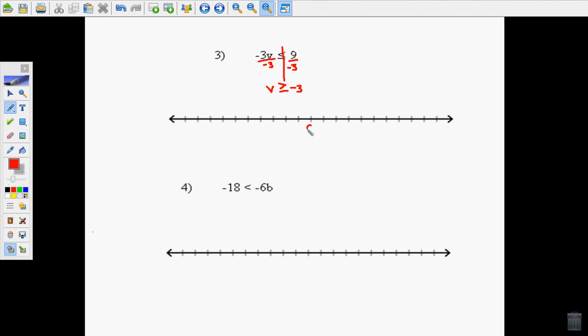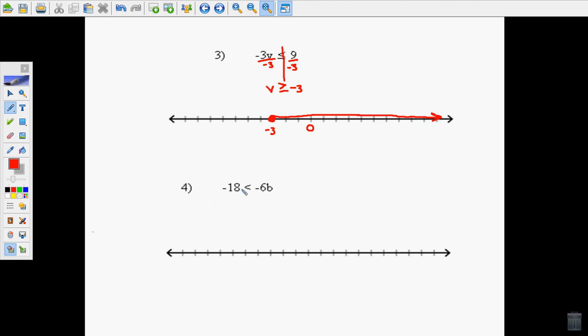So on our number line, here's 0. We want to find where negative 3 is at. Right there. We're going to have a solid circle at negative 3, and then we want greater than or equal to negative 3. And just to be sure, let's pick a number to make sure that it actually does work. So let's pick a number like 0 here. Okay, if you take negative 3 times 0, is that less than 9? Yes, it is. Negative 3 times 0 is 0. 0 is less than 9, so we've got our number line going the right direction.